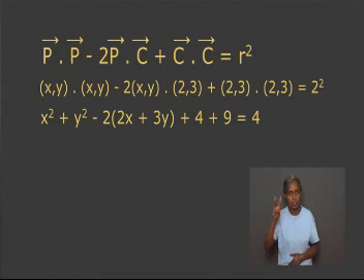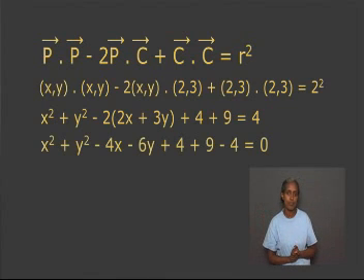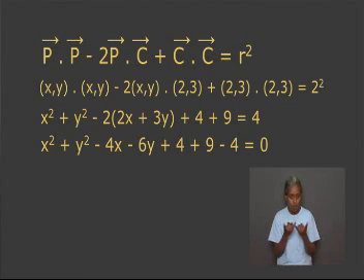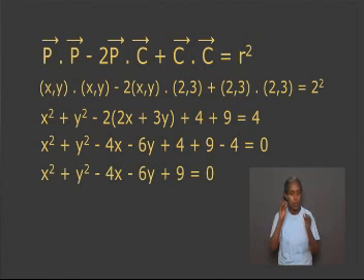X squared plus y squared minus 2 times the sum of 2x and 3y plus the sum of 4 and 9 equals 4. We can move the 4 over to the other side of the equation to make it equal 0. So the final equation is x squared plus y squared minus 4x minus 6y plus 9 equals 0. Does that match your answer, students? Well done. Now, let us learn about tangent lines to a circle.